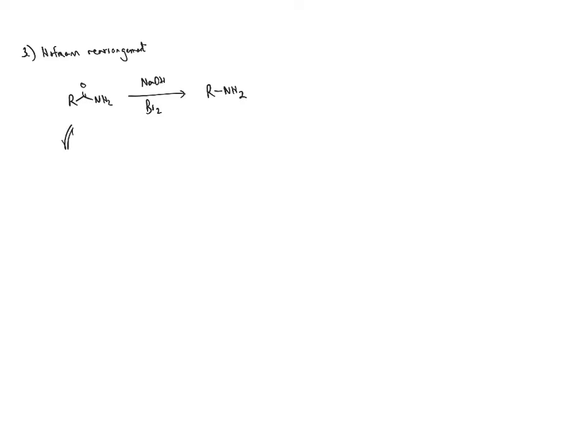Well, the first thing that happens here is we get a deprotonation with sodium hydroxide. So we get nitrogen with a negative charge on it. That nitrogen is then going to react with bromine, and so we're going to brominate the nitrogen. We simply attack the sigma star bromine-bromine bond, and then we're going to get that N-bromo species.